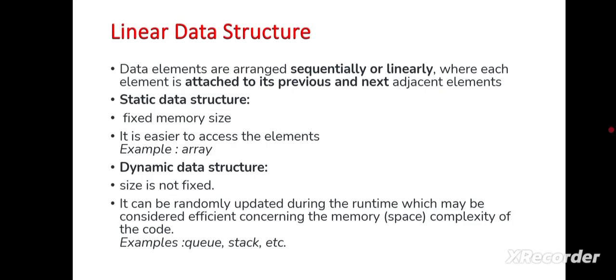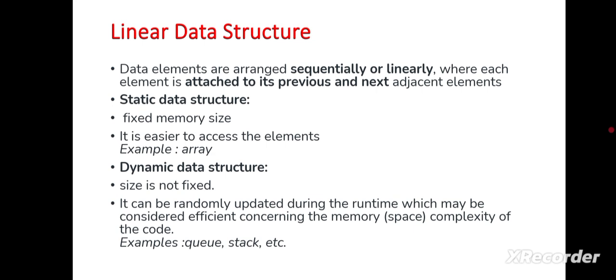So next, moving on to the non-primitive data structure. Non-primitive data structures are divided into linear data structure and non-linear data structure. In linear data structures, data elements are arranged sequentially or linearly, where each element is attached to its previous and next adjacent elements. Static data structures and dynamic data structures are the kinds of linear data structure. So the memory size will be fixed in static data structures, but in dynamic data structures, memory size is not fixed.